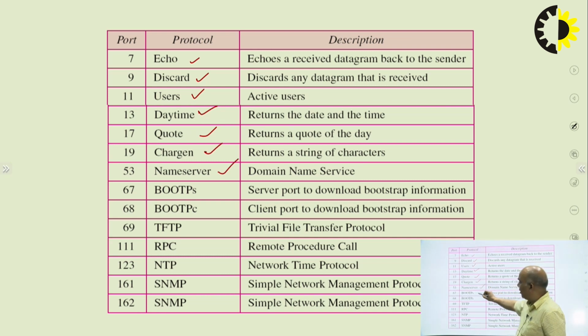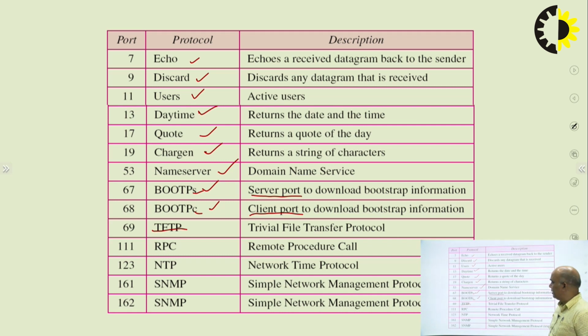We have name server, bootps, and bootpc. Here S defines the server port and C defines the client port for the bootstrap information in order to download it. Then we have TFTP, the Trivial File Transfer Protocol. We have RPC, then NTP, and SNMP protocols are also used. So these are the various well-known protocols used during the transmission of data.